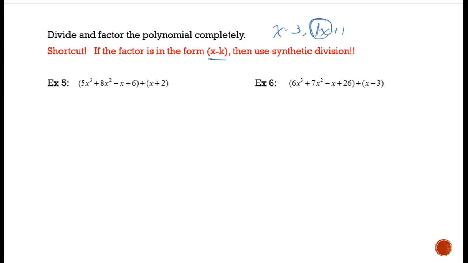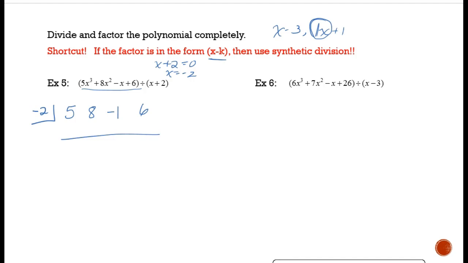Now, remember, this factor right here that I'm dividing by, x plus 2, if I solve that for 0, x is negative 2, right? So that's what I'm dividing by, the negative 2. And you put this little bar on it. It's kind of an upside down division bar. Then you look at the polynomial that's first written to make sure it's in exponent order, and you're just going to rewrite the coefficients right as they are. So I put a 5, an 8, a negative 1, and a 6.